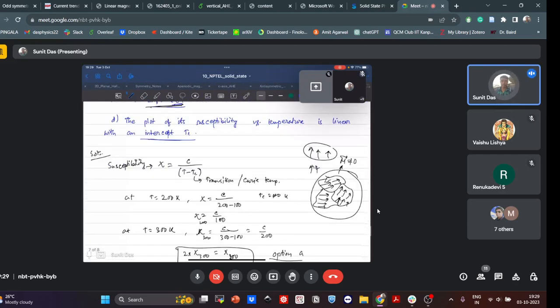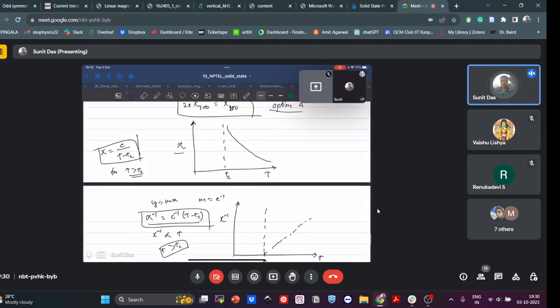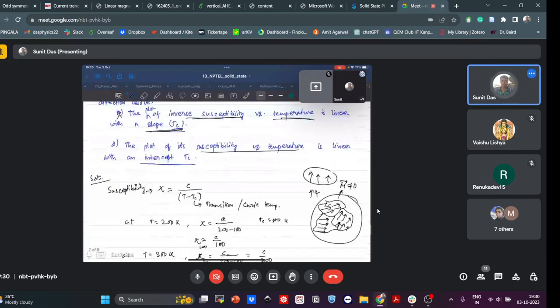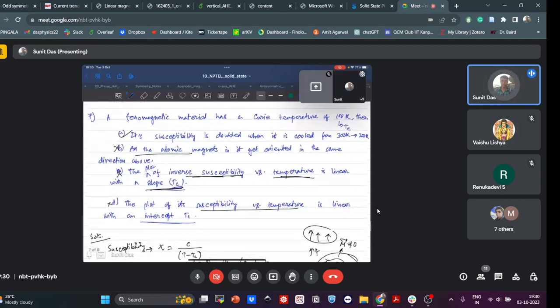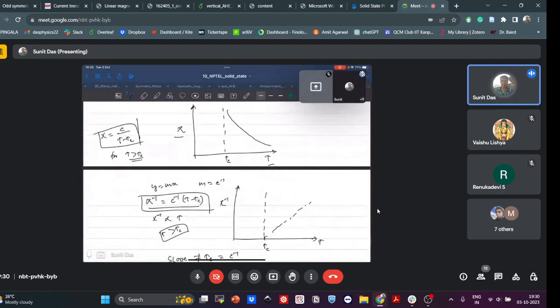Then it says the plot of susceptibility versus temperature is linear with an intercept Tc. Now the plot of susceptibility versus temperature is not linear at all, so the fourth option doesn't hold either. These are just to show you what the plots of chi and chi inverse look like. We already found A to be the correct answer, but anyway.